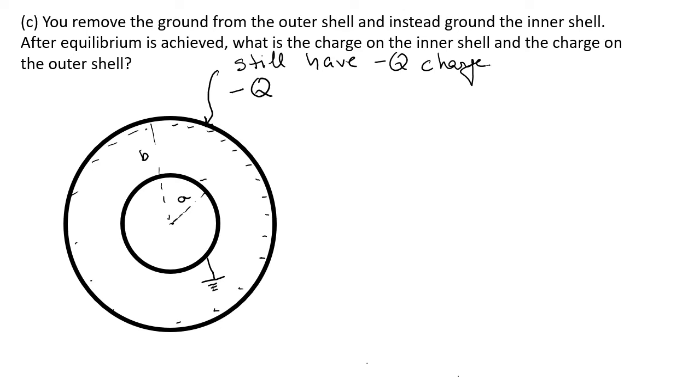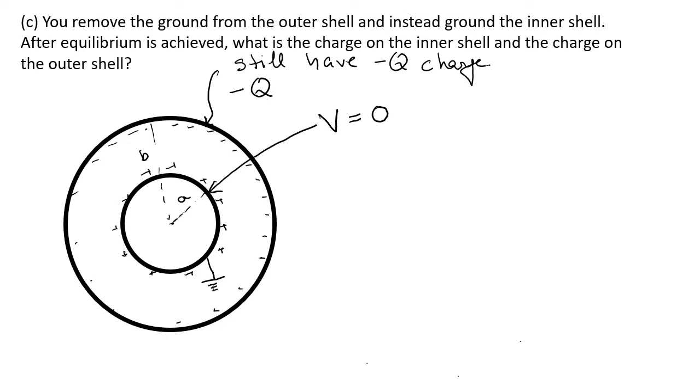However, the charge which was sitting on the inner conductor has a path to go to ground, and how much of it would go to ground? What does the ground want to do? The ground wants to make sure that the potential here is 0. That's what the ground is doing. It is making the electric potential on that inner conductor to be 0.